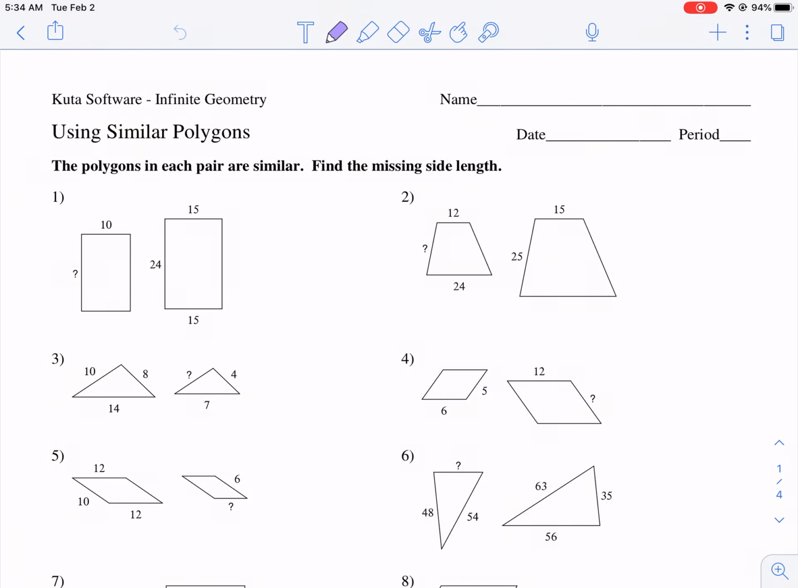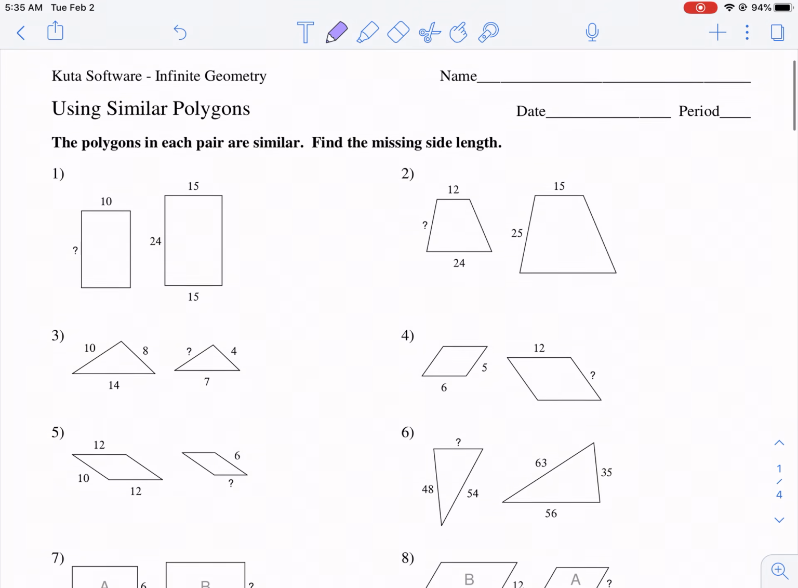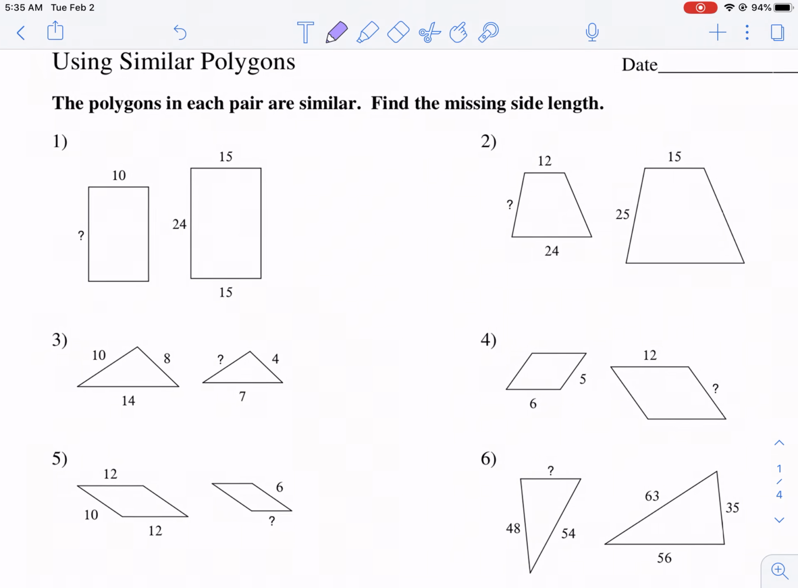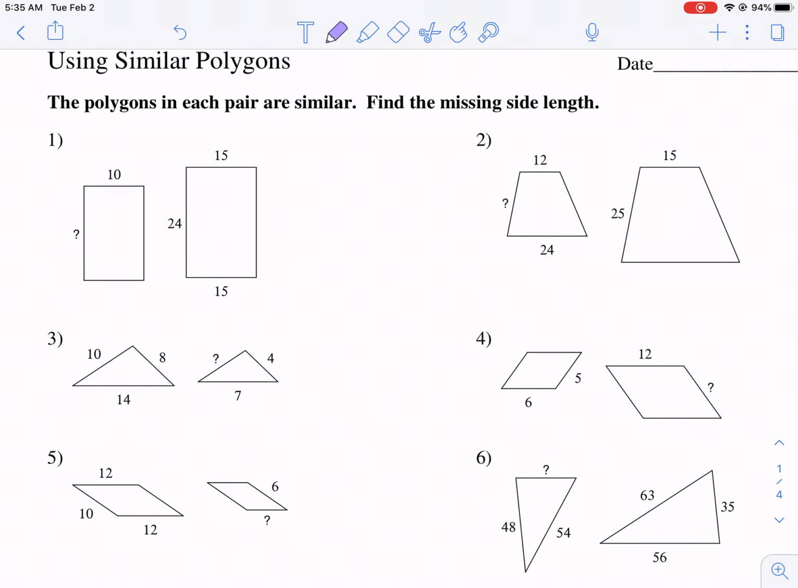Hi everyone, and welcome to a Kuta worksheet tutorial on similar polygons. Actually, using similar polygons. Basically what we're doing with this one is we're going to be finding missing side lengths given that the triangles or polygons are similar. So let's go ahead and start.